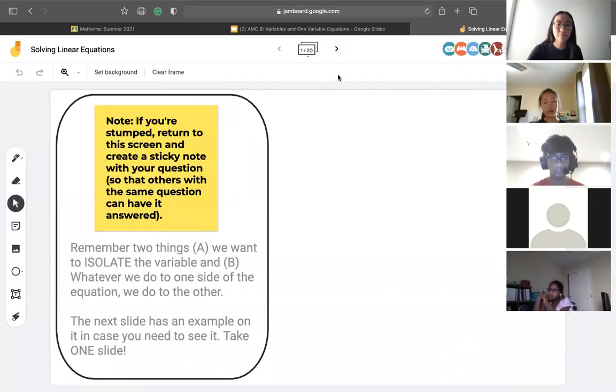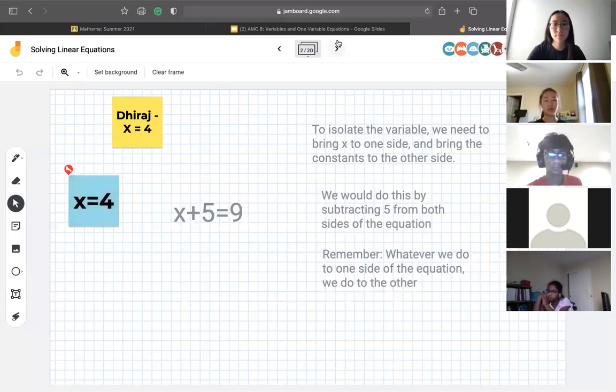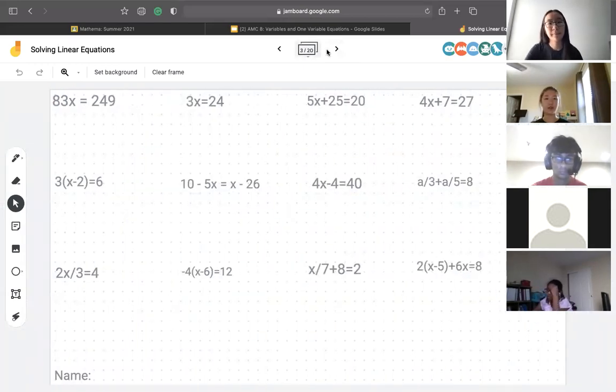And then, if you have a question, you can just write whichever one it is and people can try to help you. The next slide is just a simple equation to help you remember what to do. So the answer is x equals 4 for this. Don't go to a slide somebody else has already written their name on. Just keep going. There's enough for everybody.